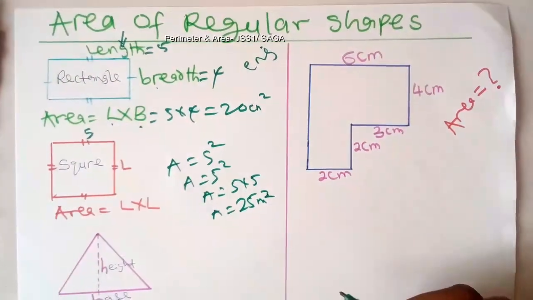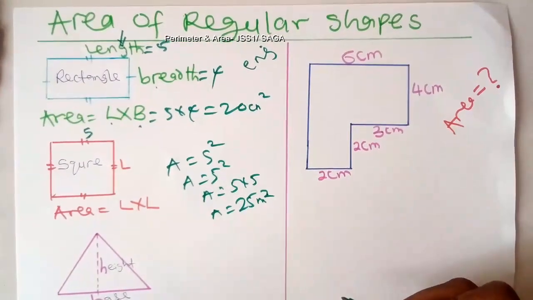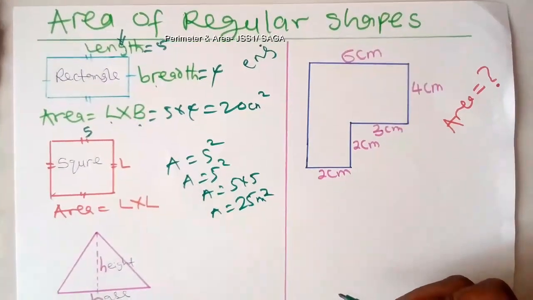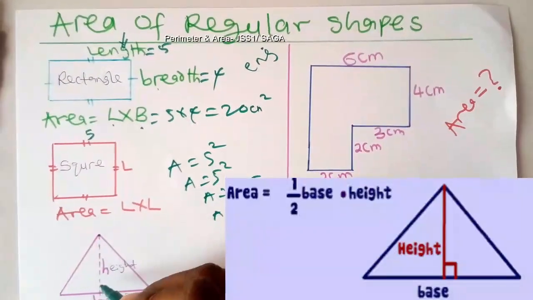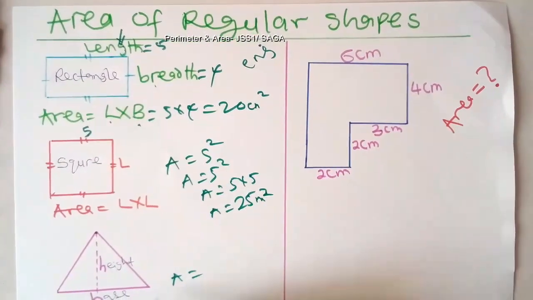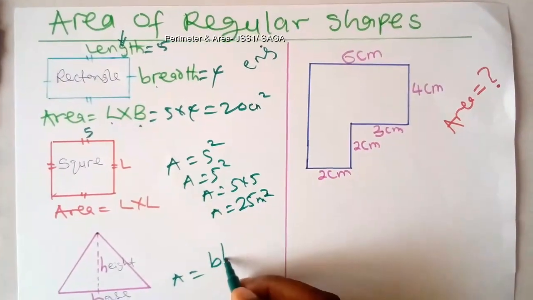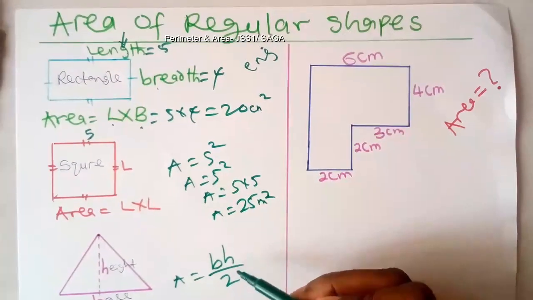Okay, then we are also going to look at the area of a triangle. Area of a triangle is half times base times height. Then this is the height, this is the base. Or another way this can be summarized, area is base times height over 2. You can multiply the base by the height and divide by 2.